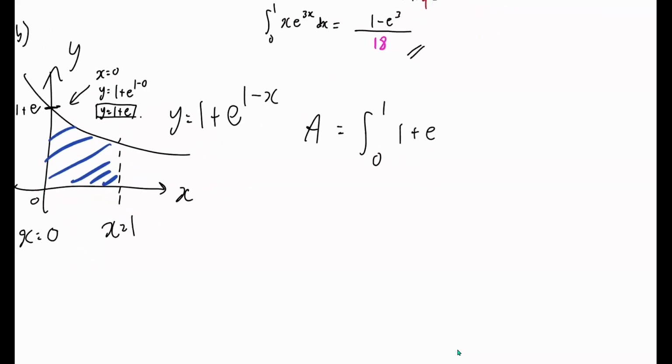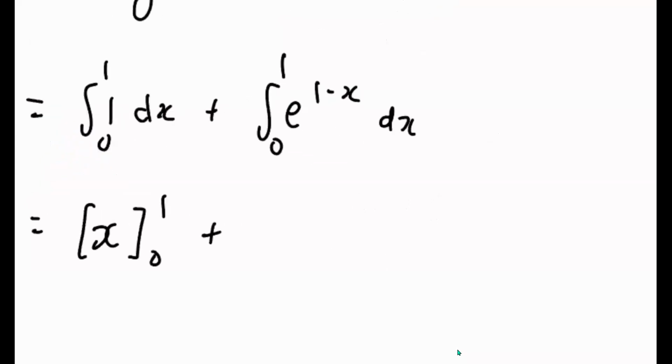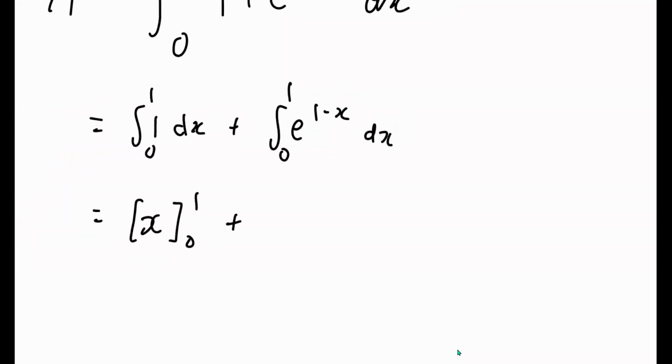So integrate this guy. You can split it up term by term. So in other words, you're integrating 1 dx from 0 to 1, plus e power 1 minus x dx from 0 to 1. So integrate straight away. You get x, square bracket, 0 to 1, plus, integrate this one. Oh, this is confusing. Times -1.